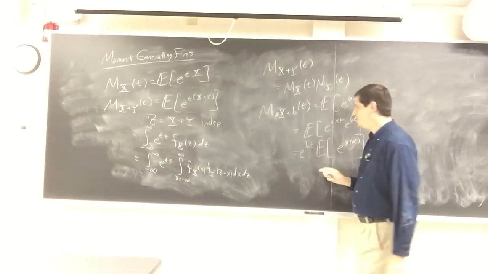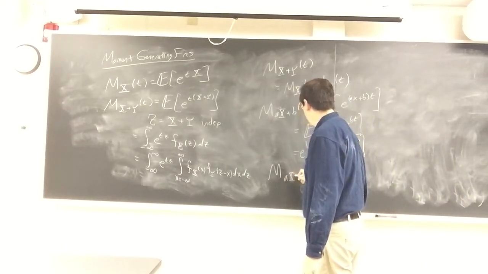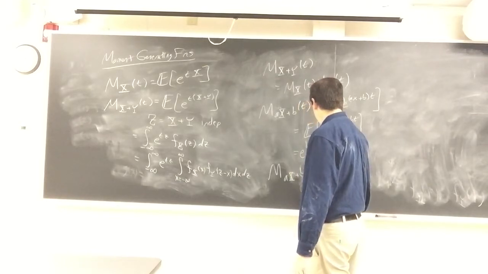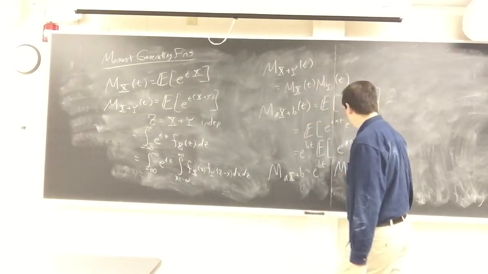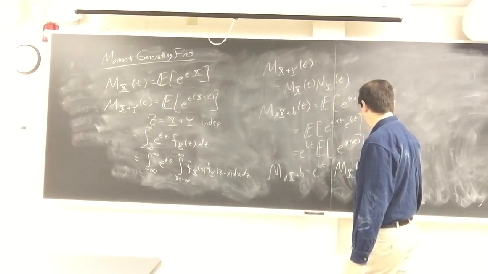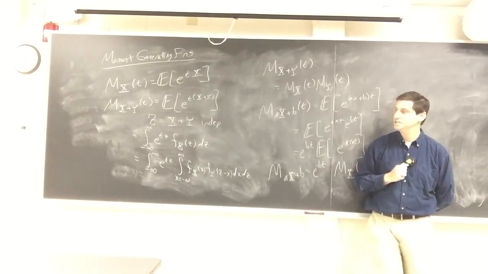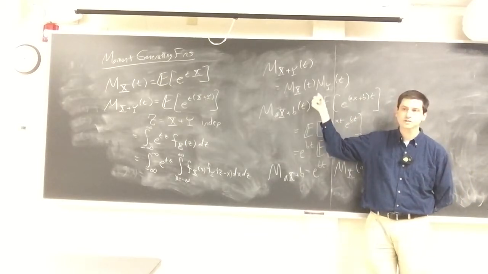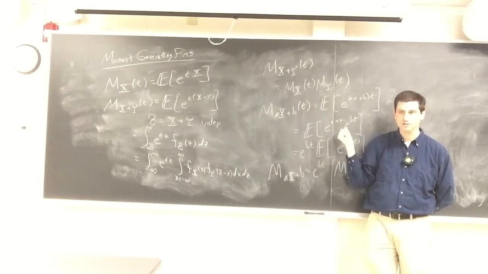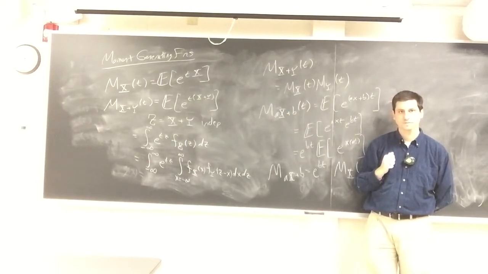It's the moment generating function at at. So we get the moment generating function of ax plus b is just e to the bt, the moment generating function of x at a, t. So things transform very nicely. We understand what goes on with the product. I'm sorry, with the sum, the sum becomes a product. And we understand what happens with a nice linear transformation.